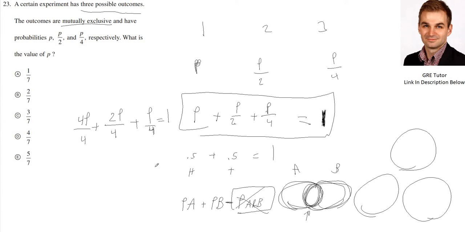Now we can bring these together, which is going to turn into 4p plus 2p plus p over 4 equals 1. Just add these up: 4, 6, 7. So 7p over 4 is equal to 1. p is equal to 4 over 7. So this is what we're looking for, our final answer.